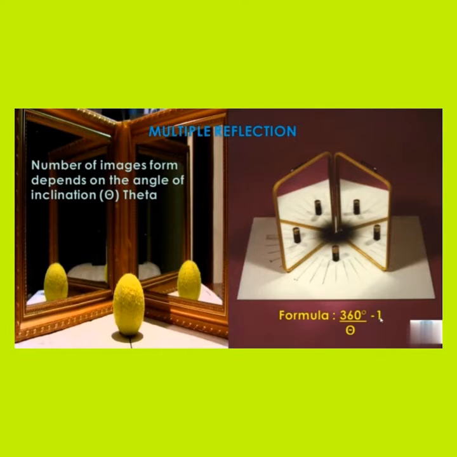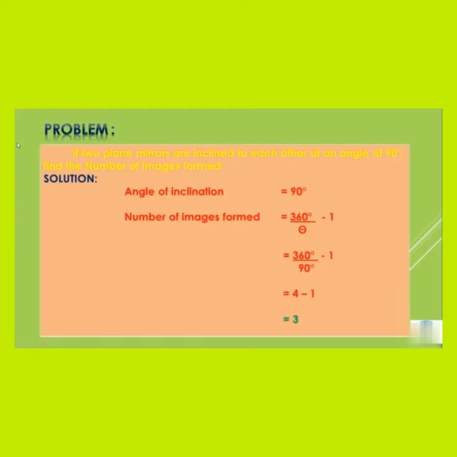Next, problems related to multiple reflection. If two plane mirrors are inclined to each other at an angle of 90 degrees, find the number of images formed. Angle of inclination is equal to 90 degrees. The formula for finding the number of images formed is 360 degrees by theta minus 1. If you substitute the value of theta, we will get 360 degrees by 90 degrees minus 1, which is equal to 4 minus 1, which is equal to 3. So the answer will be 3.